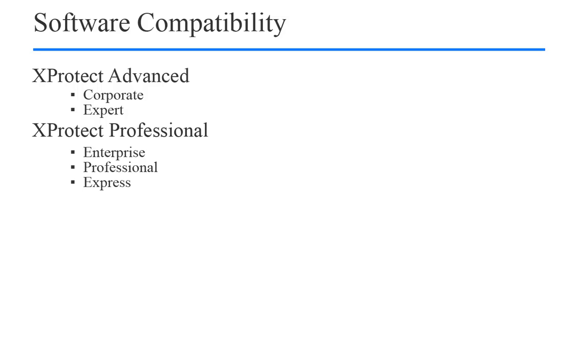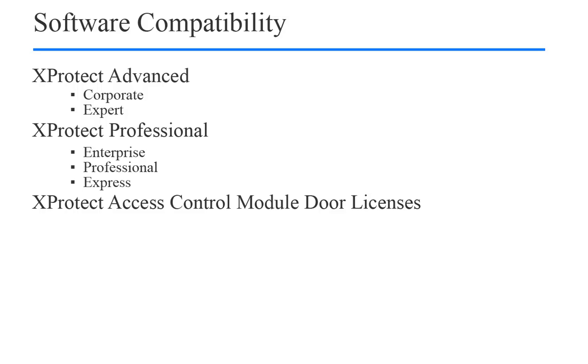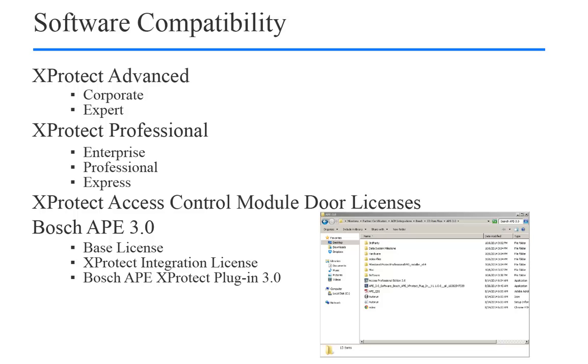Normal XProtect licensing is required for cameras. In addition to this, you will need to purchase an access control module license with your required number of doors. On the Bosch side, the Access Professional Edition 3.0 software requires a base license and an XProtect integration license. You will also need to obtain the Bosch APE XProtect plugin in order to execute the integration.